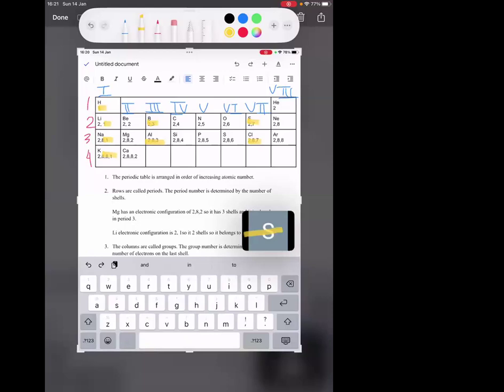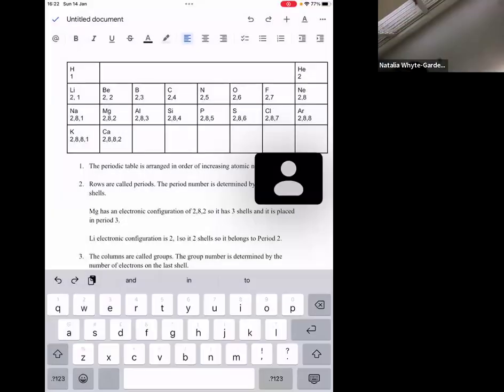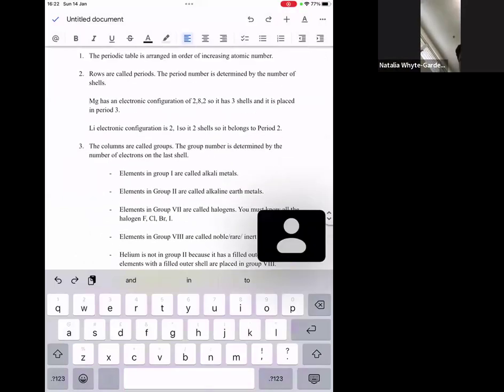So the columns are called groups, and the group number is determined by the number of electrons on the last shell. If we are going to do well in chemistry, what we need to do is to memorize the elements that belong in each group. That is the first thing you need to recall. You need to study the elements that belong to each group of the periodic table. So we are going to take some notes.